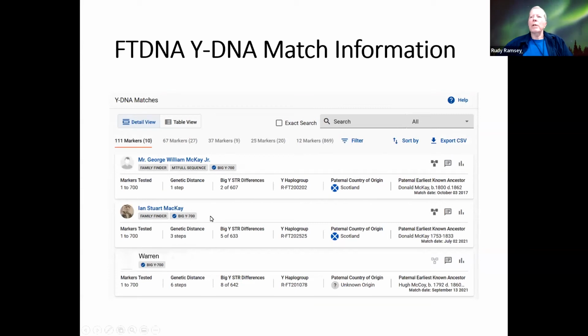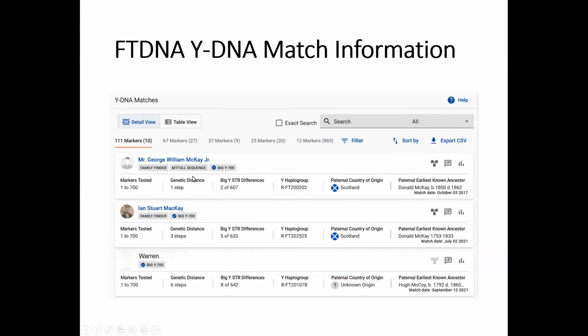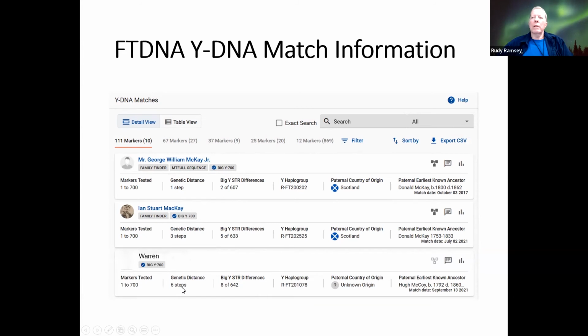Oh, I just put this slide in to remind you. I just showed you George, distance of 1, Ian, distance of 3, Warren, distance of 6. Hopefully you now have a visual point of reference so you understand what those things mean. And those numbers have nothing to do with SNPs or haplogroups. They have to do with a genetic distance based on STR markers.